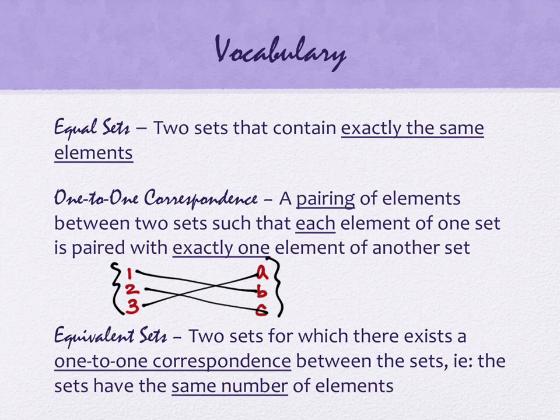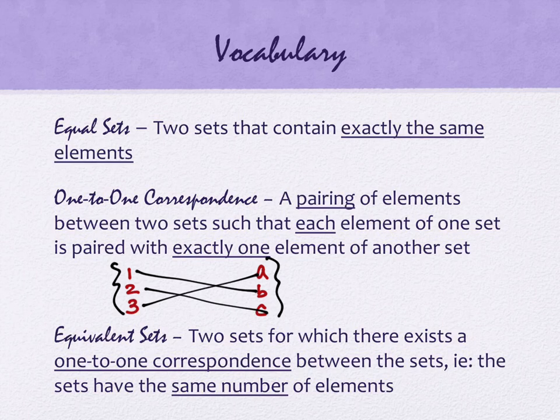So when I have this one-to-one correspondence, what I have are something called equivalent sets. Equivalent sets just means that they have the same number of elements in them. Doesn't matter what the elements are. There's just the same number in one as there is in the other. Okay? Same number in one as there is in the other.